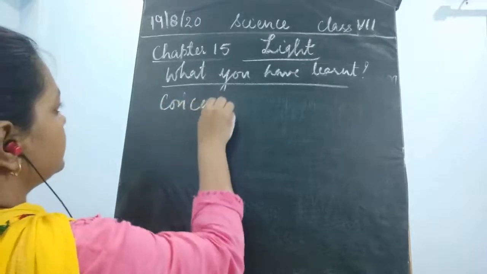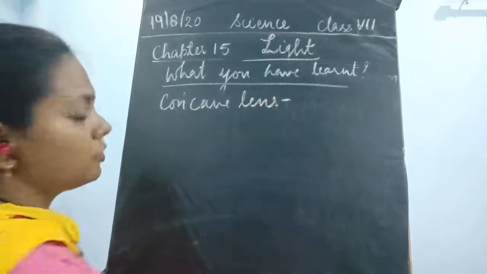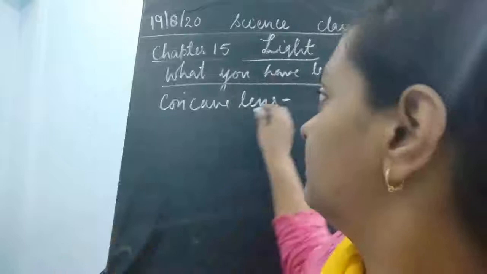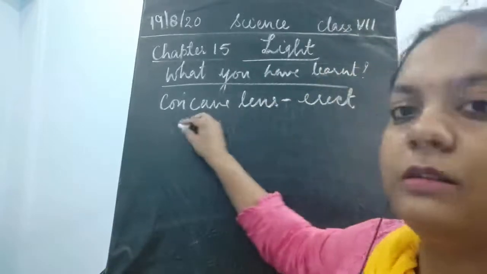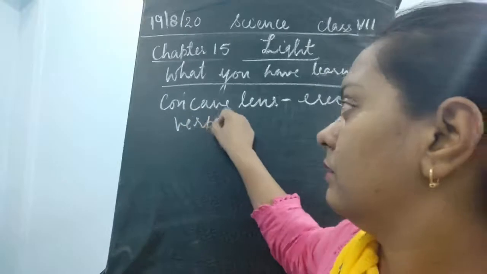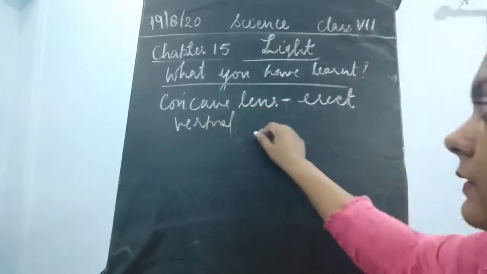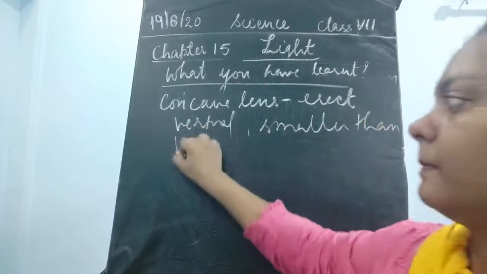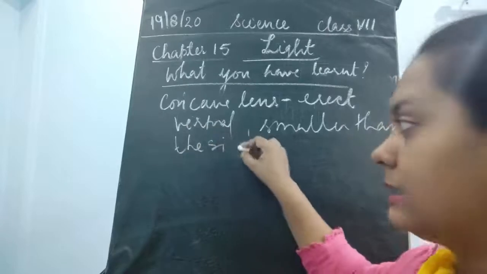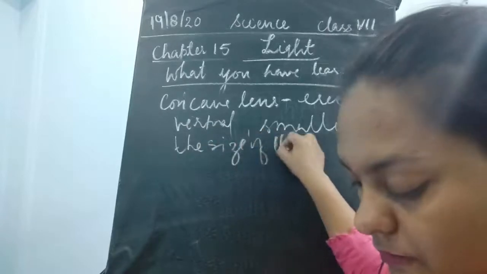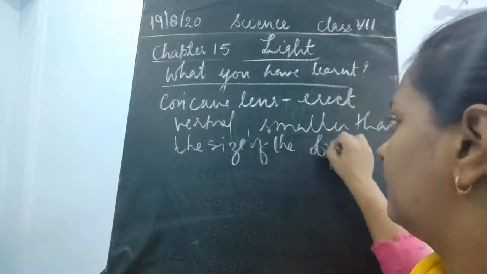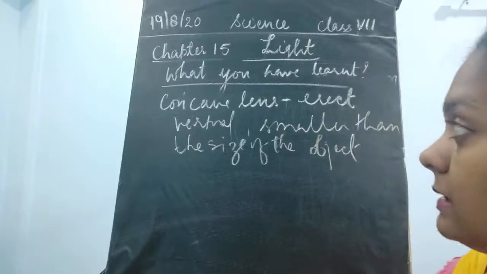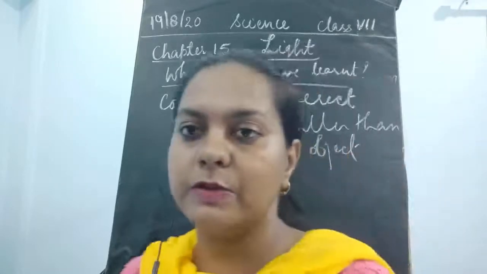So this concave lens always shows the type of image: it is always erect, it is virtual, and it is smaller than the size of the object. This is smaller than the size of the object. So this is about the concave lens and the nature of the image which is formed by this concave lens.